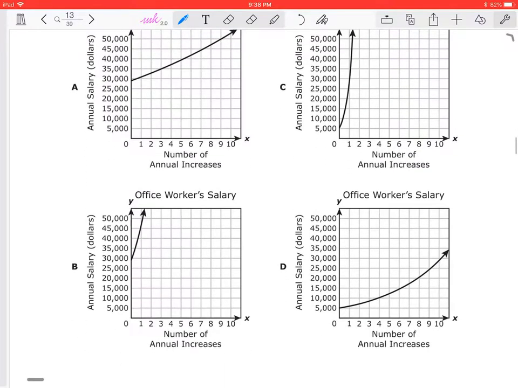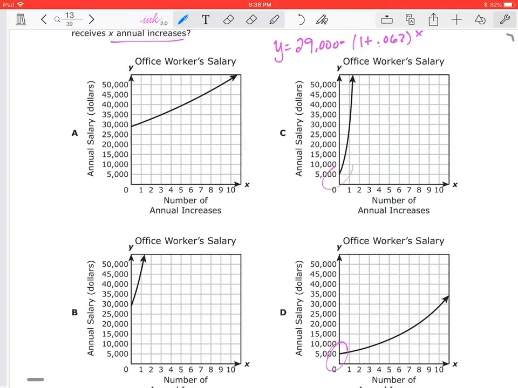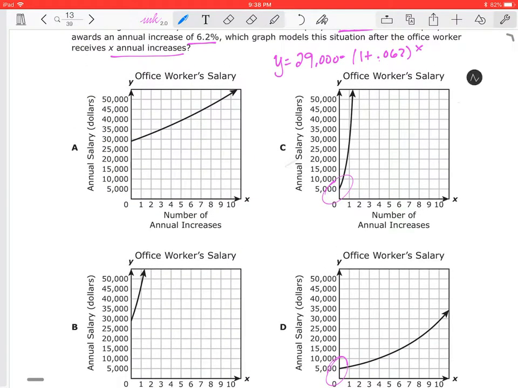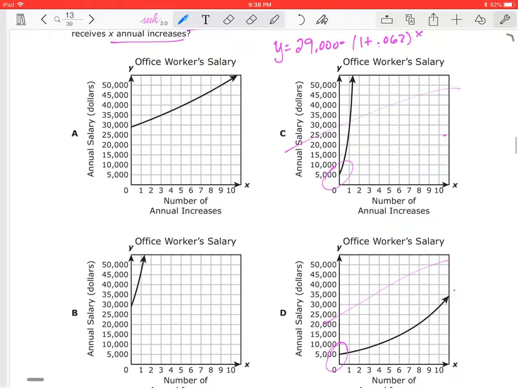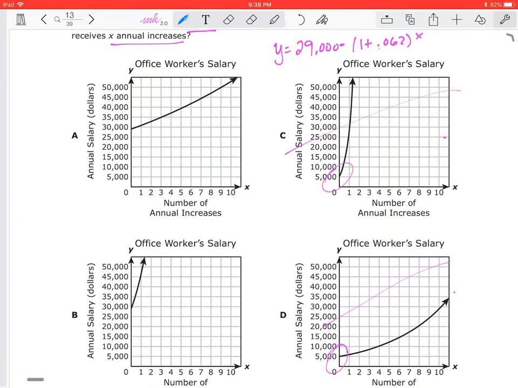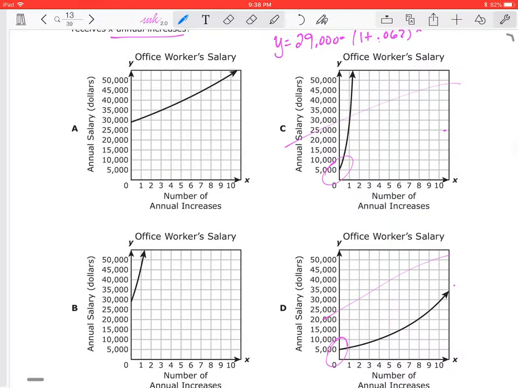Now if that's the case, that's going to discount C and D, because they both have a starting salary in the 5,000s. So even if it is an exponential function, we can discount C and D. Now let's think about our answer choices, B or A.